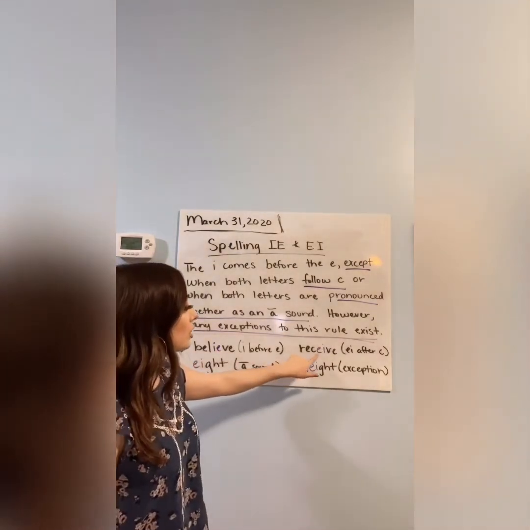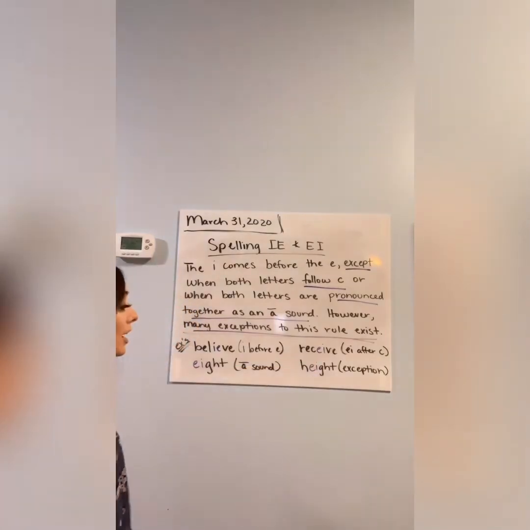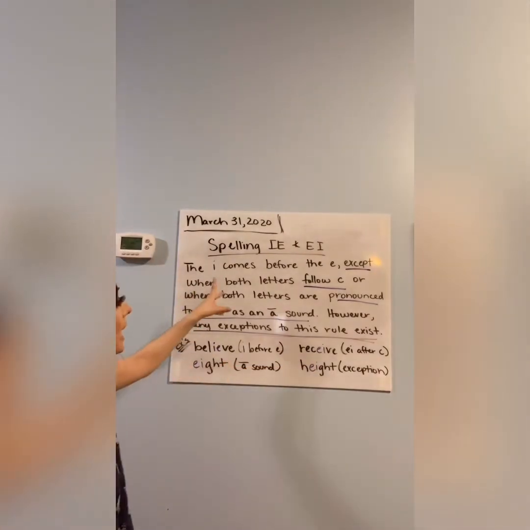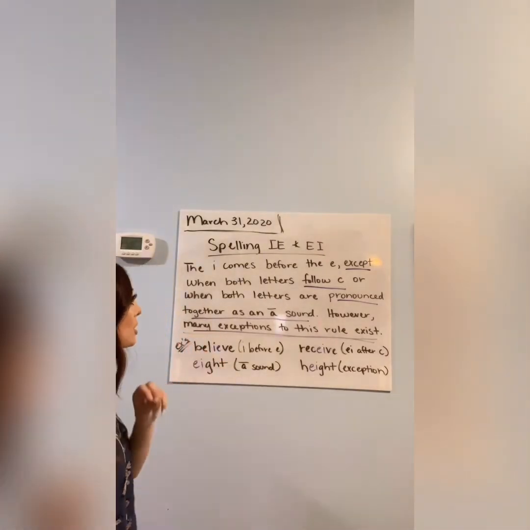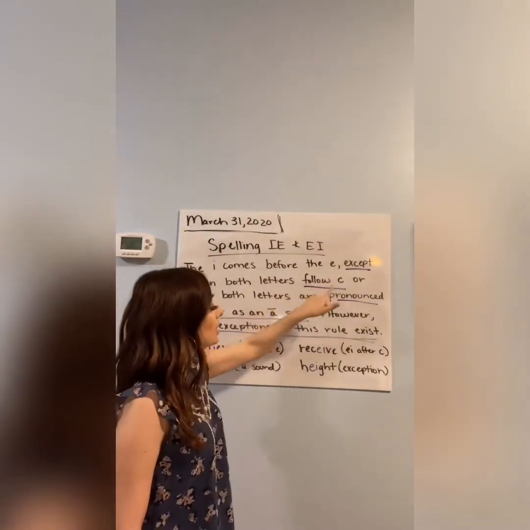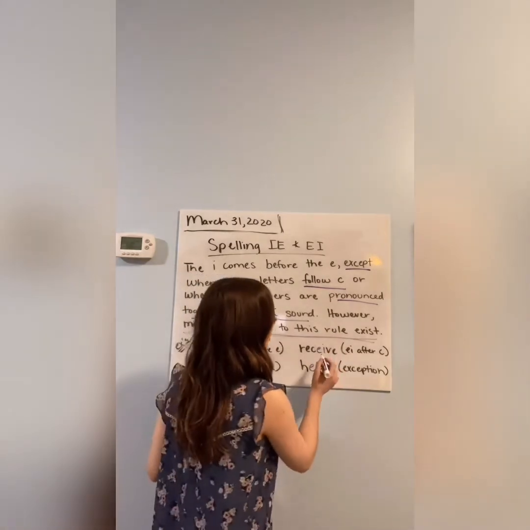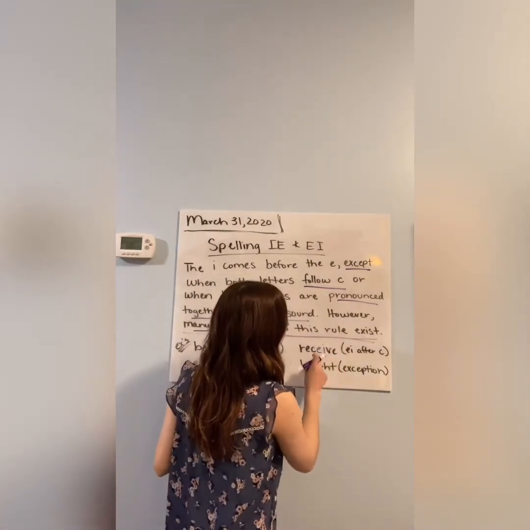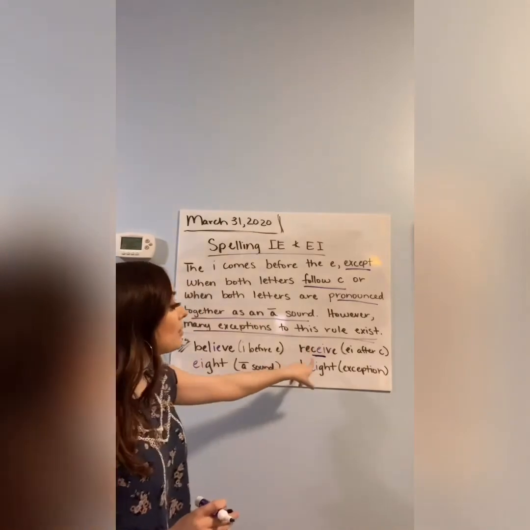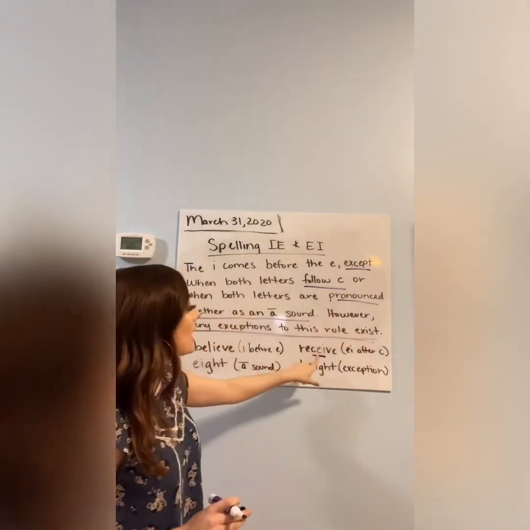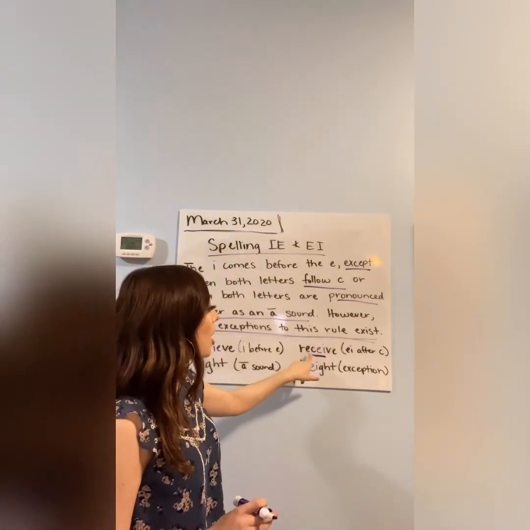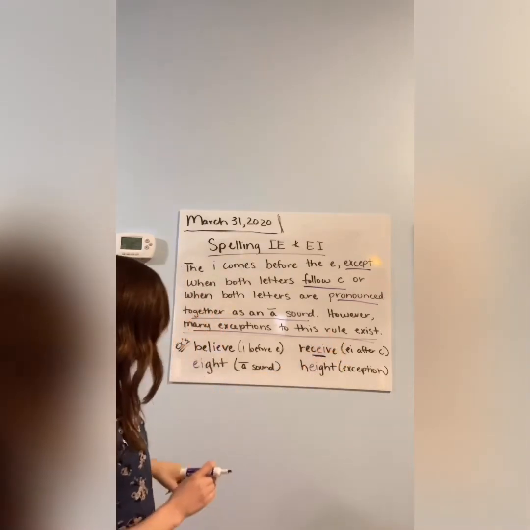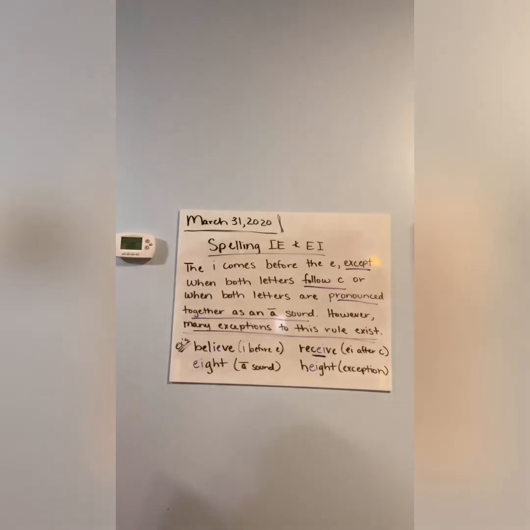So now let's look at the word receive. In this case, remember, I comes before the E, like we used in believe, except when both letters follow a C. In this case, both letters are following a C. So E would come before the I because both of these letters are following a C. So it'd be receive, R-E-C-E-I-V-E.